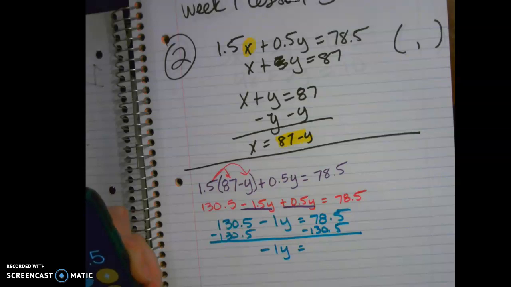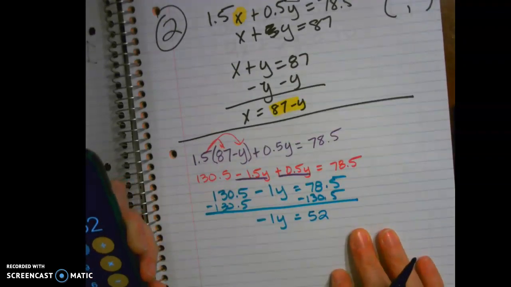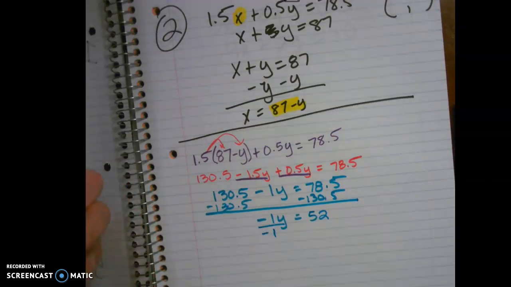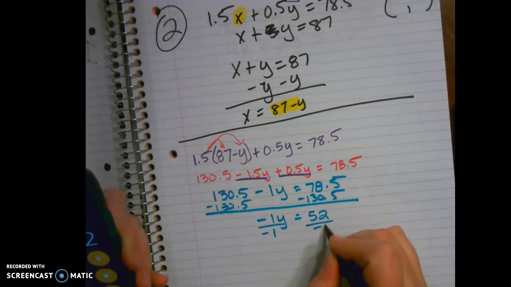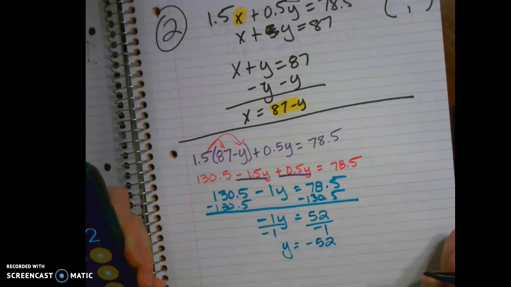78.5 minus 130.5. Oh my goodness, my calculator has forgotten how to work. 78.5 minus 130.5 equals negative 52. Okay, so I've got negative 1y equals negative 52. I have to divide by negative 1. So y equals 52.